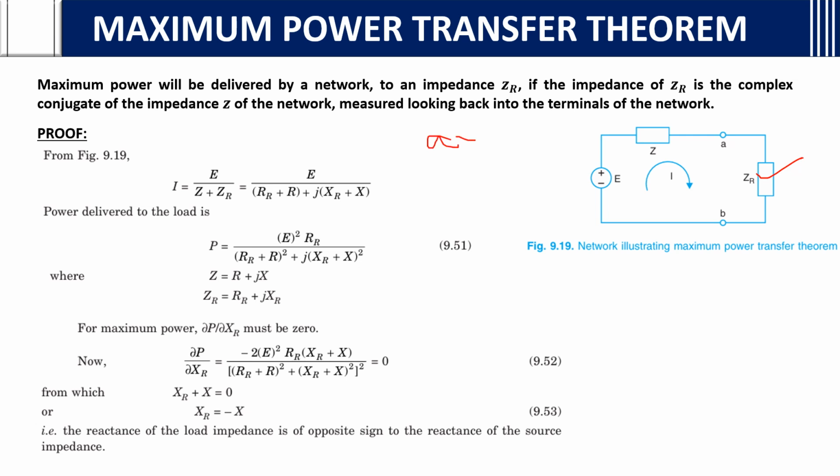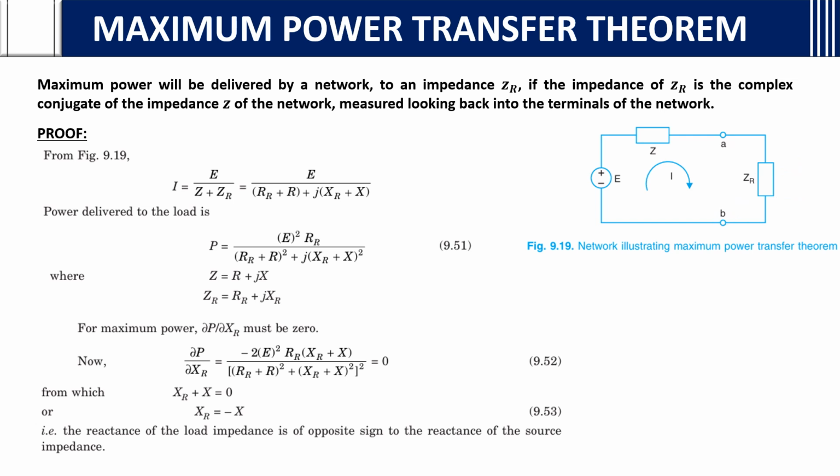Complex conjugate means, in the A plus jB form, A will be the real part and B will be the imaginary part. The load impedance ZR must be the complex conjugate of the impedance of the network, measured looking back into the terminals of the network, that is A and B. That is the maximum power transfer theorem.